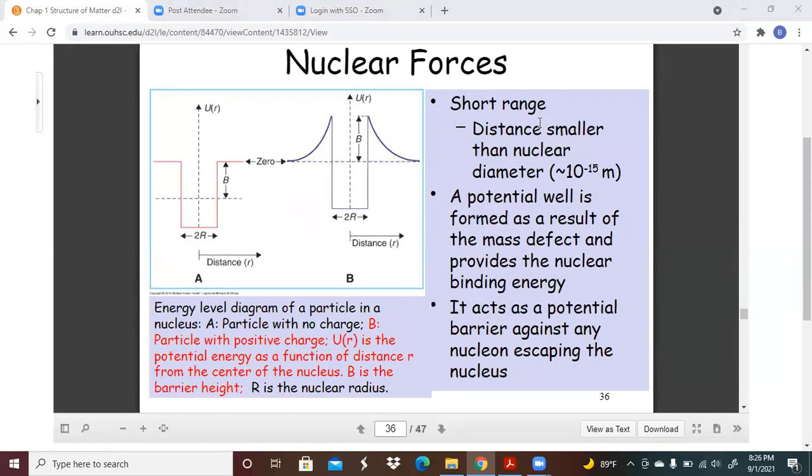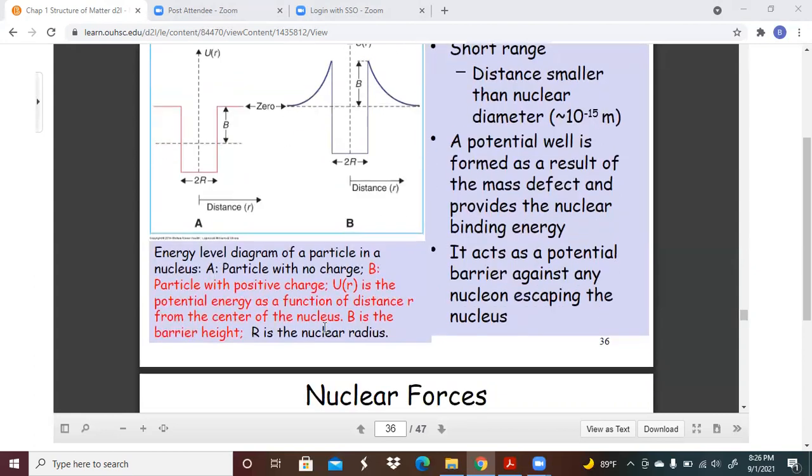So for nuclear forces, they are short range, a distance smaller than the nuclear diameter. A potential well, which is what you're seeing here, is formed as a result of the mass defect and provides the nuclear binding energy. And it acts as a potential barrier against the nucleon escaping the nucleus. In other words, once you're in here, it's very hard to get out outside of tunneling, which we're not going to talk about here right now.